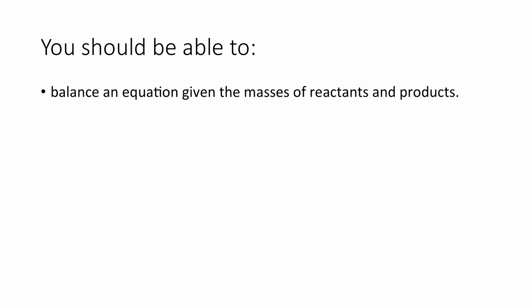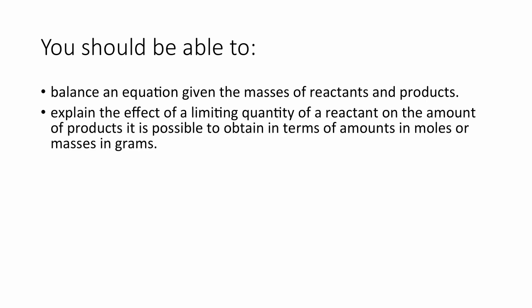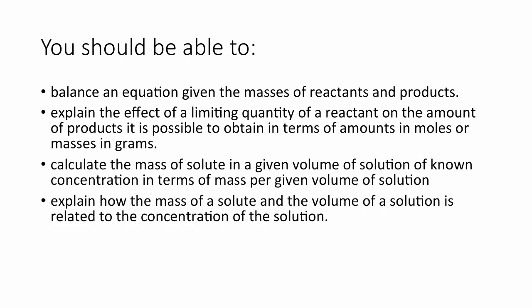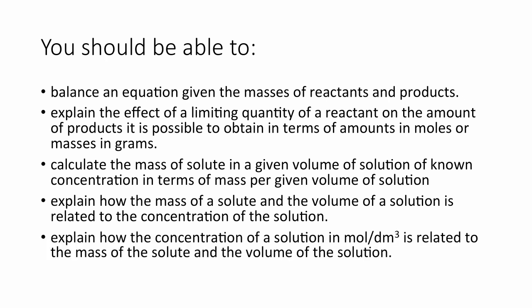Okay, so now you should be able to balance an equation given the masses of reactants and products, and explain the effect of a limiting quantity of reactant on the amount of products. It is possible to obtain the amounts in moles and masses in grams, calculate the mass of a solute given the volume and concentration in terms of mass per given volume of solution, and explain how the mass of a solute and the volume of a solution is related to the concentration. And lastly, explain how the concentration of the solution in moles per decimeter cubed is related to the mass of solute and the volume of the solution.